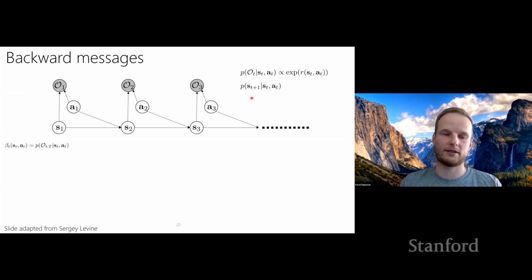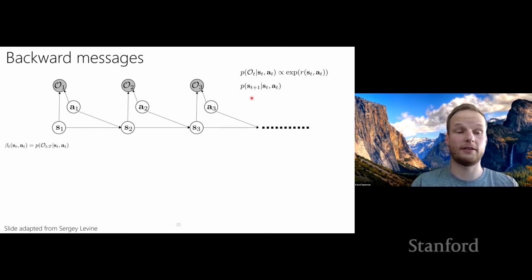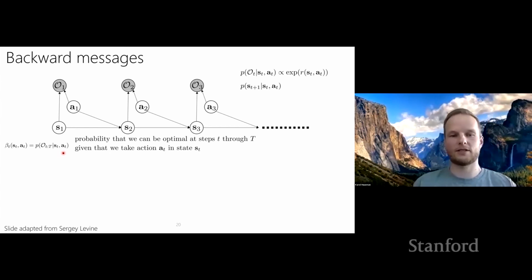And now we'll denote the backward message as beta of s_t, a_t. This would be equal to what we know from the current time step till the end, so from small t through capital T, given the latent at the current time step, s_t, a_t. What that depicts is the probability that we can be optimal at time steps t through capital T, given that we take action a_t in state s_t. All right, so this is our backward message, and we can go through the backward algorithm and compute this.